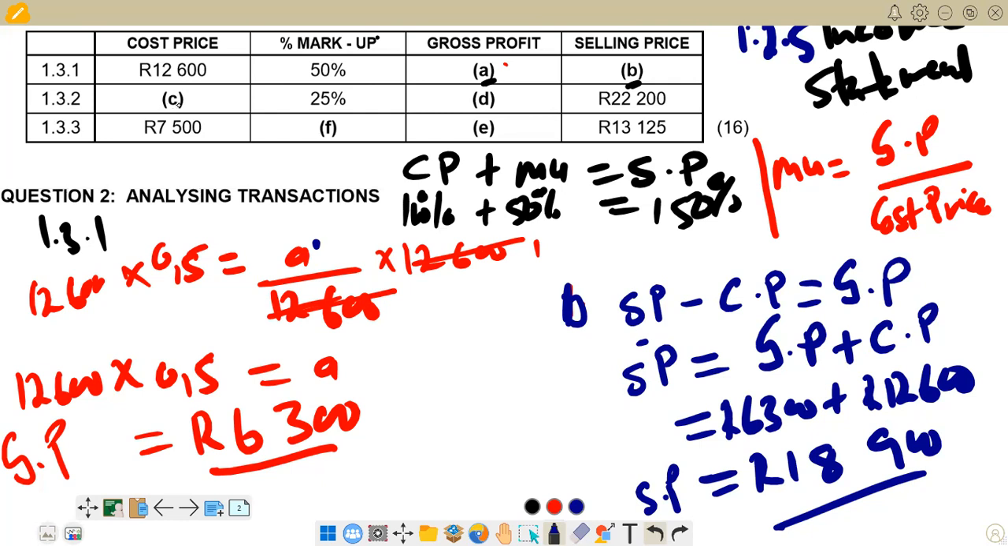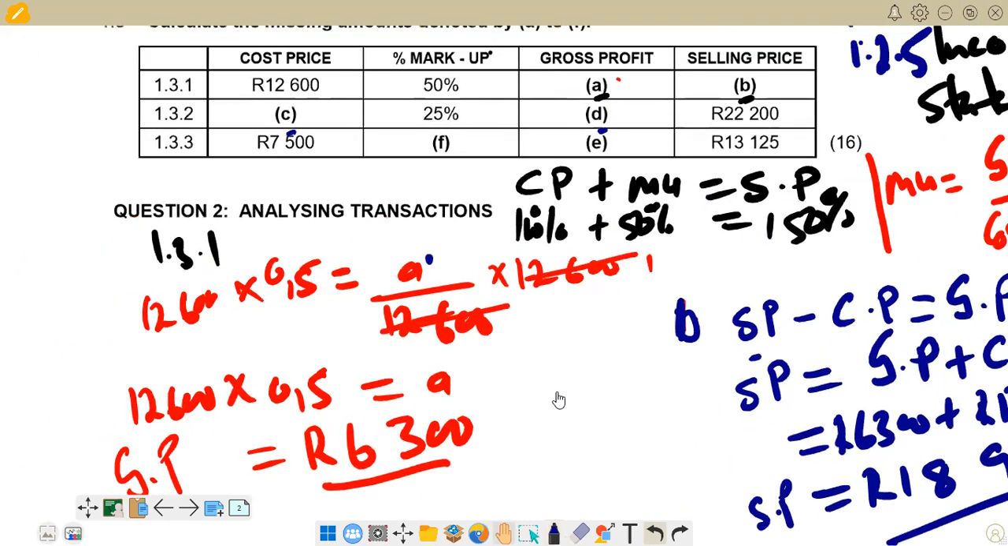For 1.3.2, we need to calculate C and D. So how can we find our C? According to the formulas that we have there, we can just choose which formula is most appropriate to help us find the figure for C. We can just use proportion there. Remember, here we are saying cost price is 100%, markup is 50%, and then sale price is 150%. So we can just present it in that form.